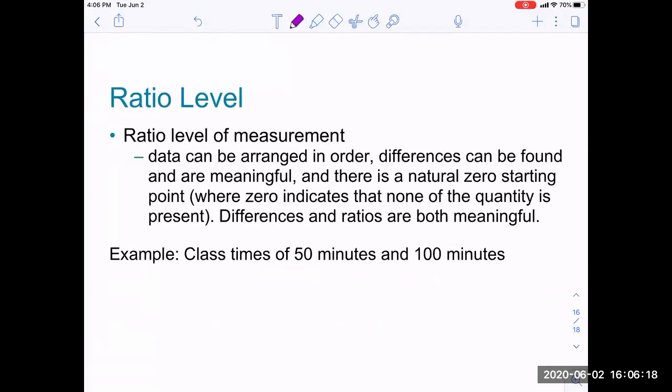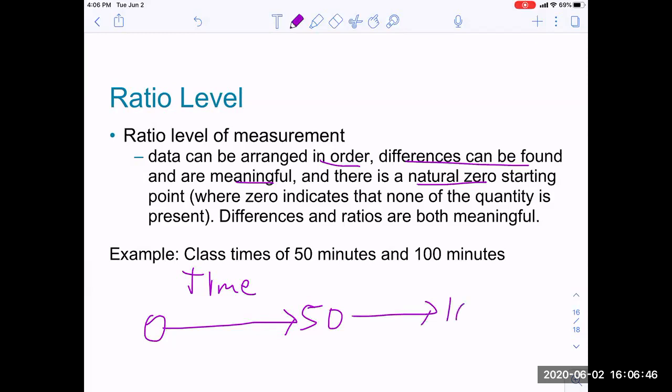Let's do ratio level. Notice we're adding something every time. There's order, differences are meaningful. There is a natural zero. If I think of time, not calendar years, all class goes from 0. When it starts, there's no time. And it can go to 50 minutes. And if it goes to 100 minutes, well, 100 subtract 50 would be 50 minutes longer.